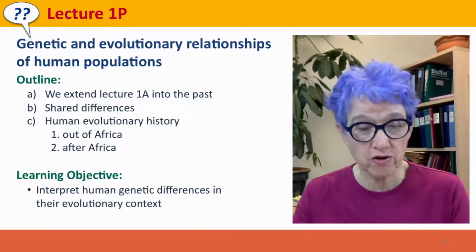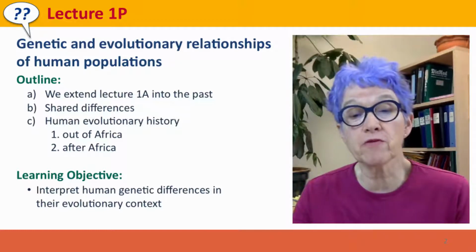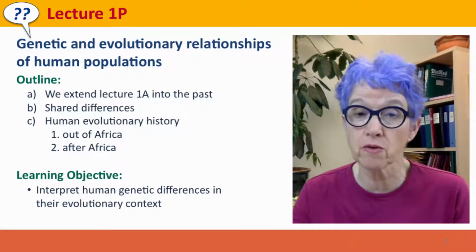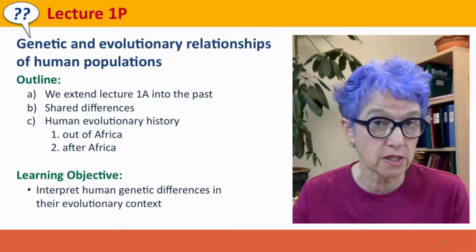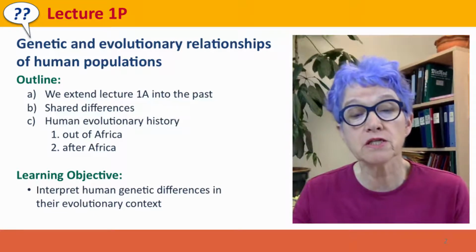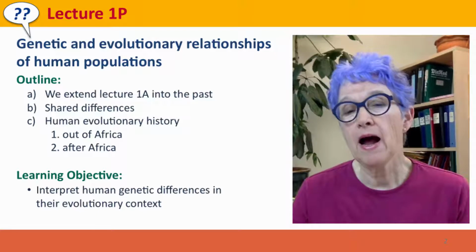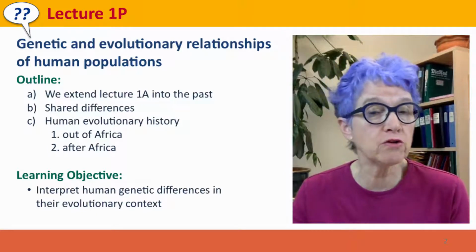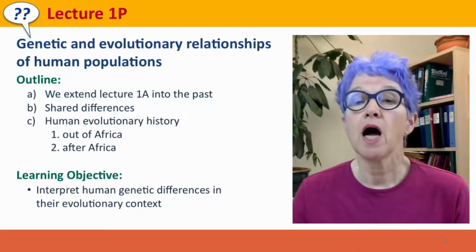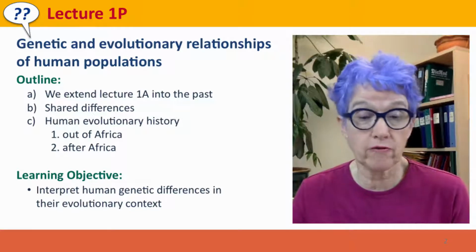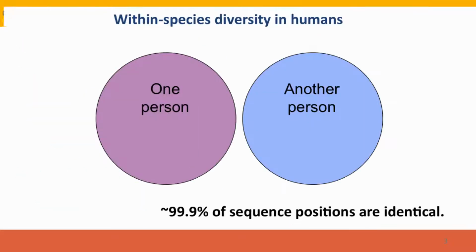This is the last lecture of Module 1, where we're coming full circle back to thinking about human genetic differences. And we'll be using these differences to get a deeper and an evolutionary picture of the genetic history of our species. Now, we'll start basically where we left off in the first lecture, thinking about how different are different people.